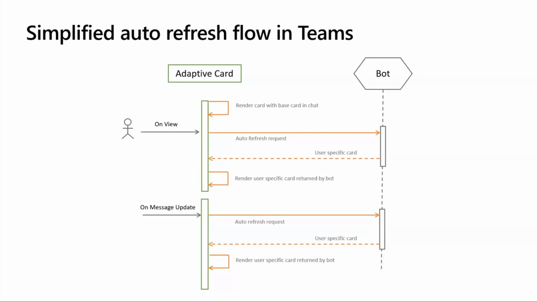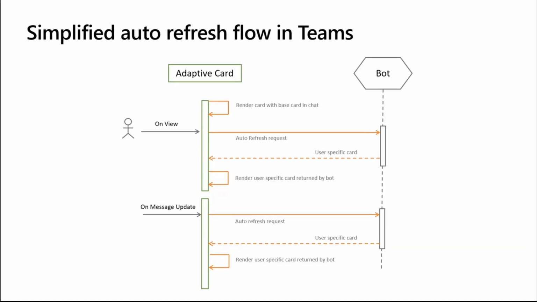When the card is viewed, an auto refresh request goes out to the bot, like we talked about, and the user-specific card is then sent back and rendered. Also, there is another flow for getting the refreshed card, which is whenever you do a message update, and that would also trigger an auto refresh request. So there, the user-specific card would be sent in the event of a message update, and you can render that. That was what we had on behind the scenes.